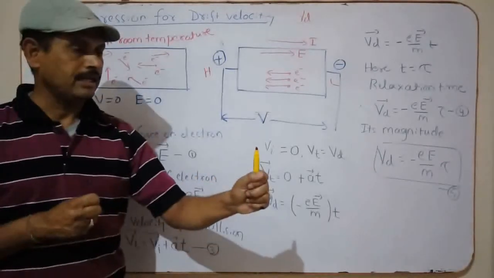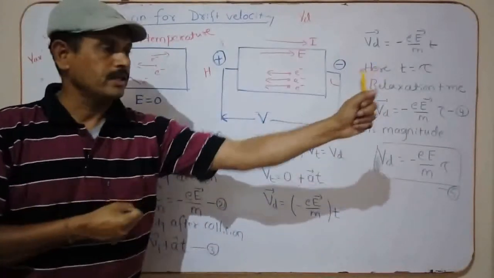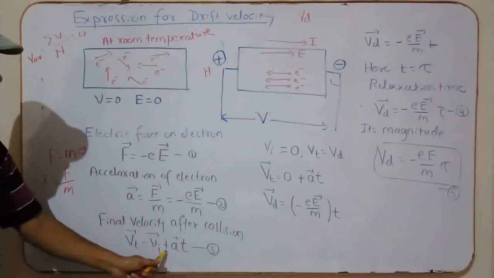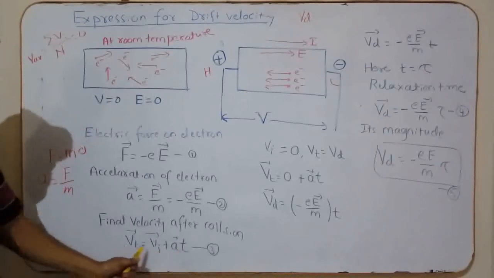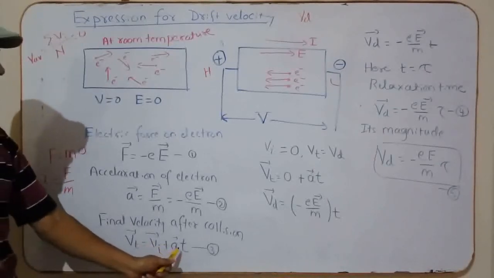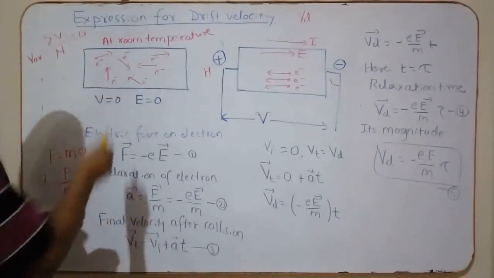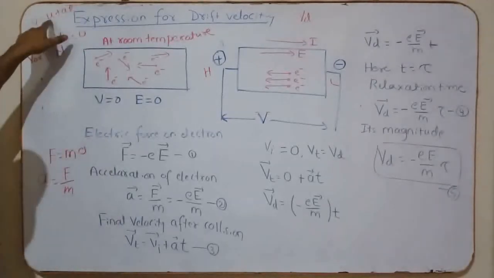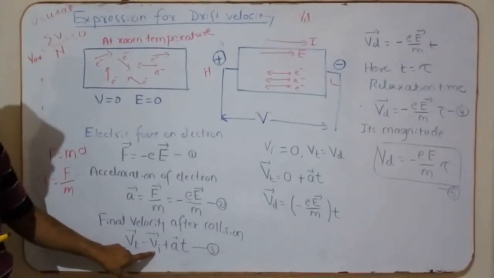Now final velocity after collision. ಇವಾಗ ಎಲೆಕ್ಟ್ರಾನ್ ಇತ್ತ, ಹಿಂಗ್ ಕೊಲೈಡ್ ಆಯ್ತಾ, ಮೂವ್ ಆಯ್ತಾ, ಫೈನಲ್ ವೆಲಾಸಿಟಿ, that final velocity is equal to initial velocity plus acceleration into t. v is equal to u plus at ತಗೊಳ್ತಾವಲ್ಲ ಆ ತರ. u it means initial velocity.